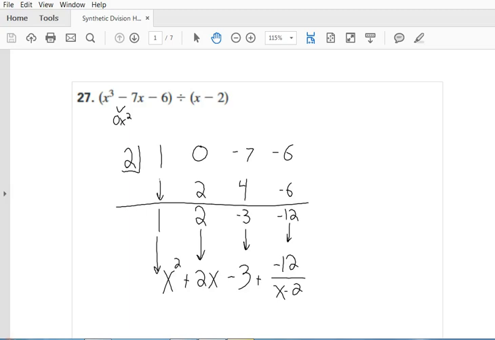Hello there, children. Today we are going to work on looking at synthetic division. Now these are specific problems from the book, so let's go through how this works.